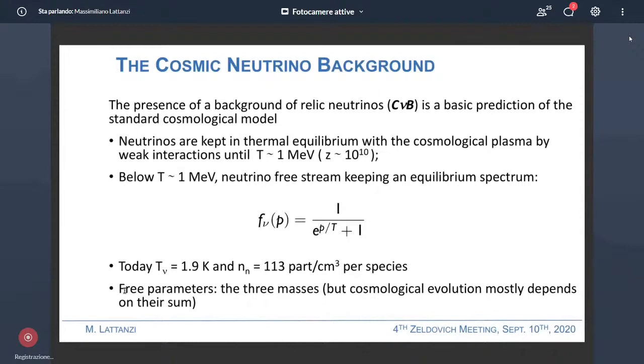So this means that in the standard model, you have only, I should say, 3 free parameters, which are the 3 neutrino masses, even though that's actually 1, as long as cosmological evolution is concerned, since cosmological evolution mostly depends on the sum of the neutrino masses. And also, if you factor in the measurements from oscillations, you are left with just 1 free parameter.